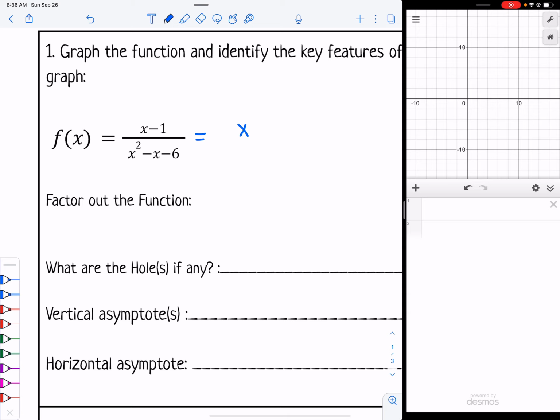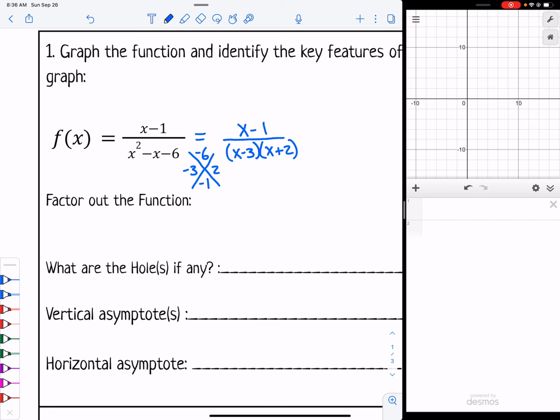So in the numerator, x minus 1 cannot factor any further, so I'm going to bring that over. And then in the denominator, it's a trinomial, so I need to multiply to get -6 and add to get -1. I have to think of numbers that can do both. So -3 and +2. Those will multiply to give me -6 and add to give me -1. So I got to write x minus 3, x plus 2.